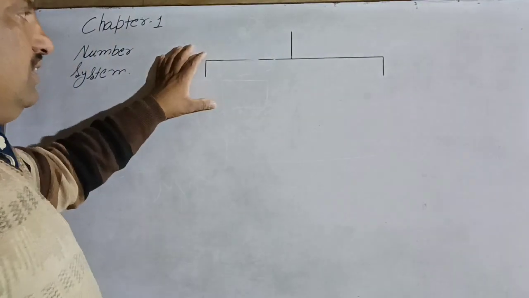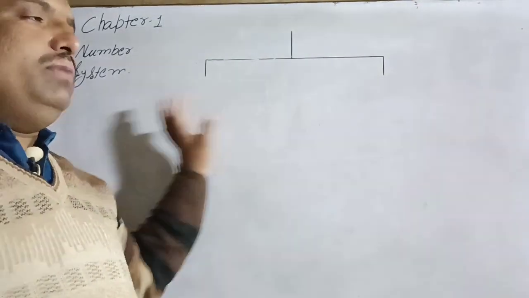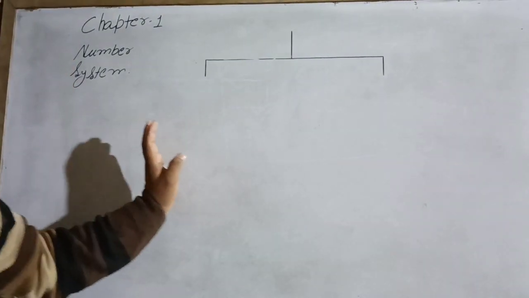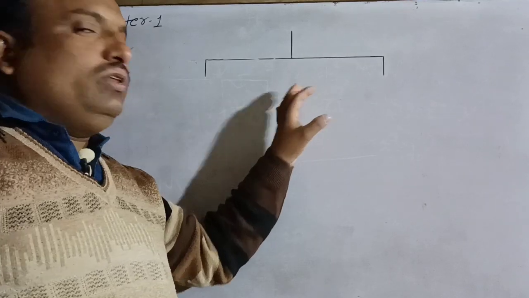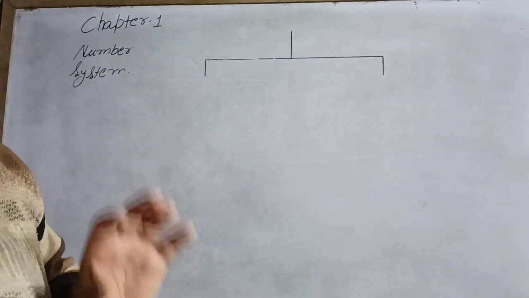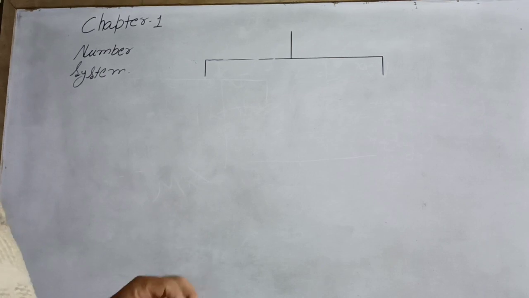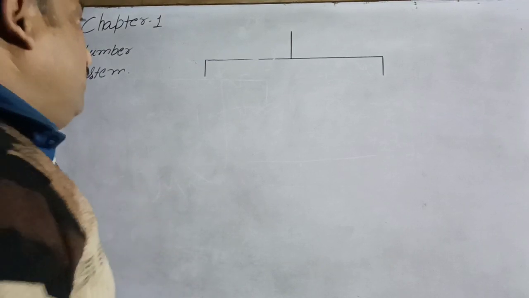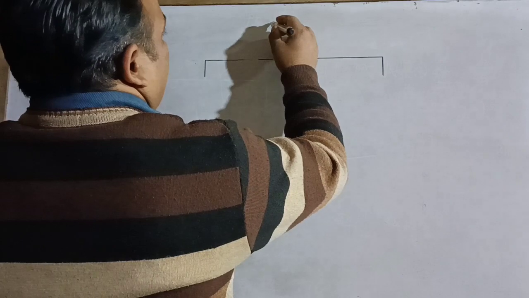Class 9th, chapter 1, chapter name: number system. First we explain about the number system: how many types of numbers there are, what the symbol of a number is, and which number is called which. First we write numbers.